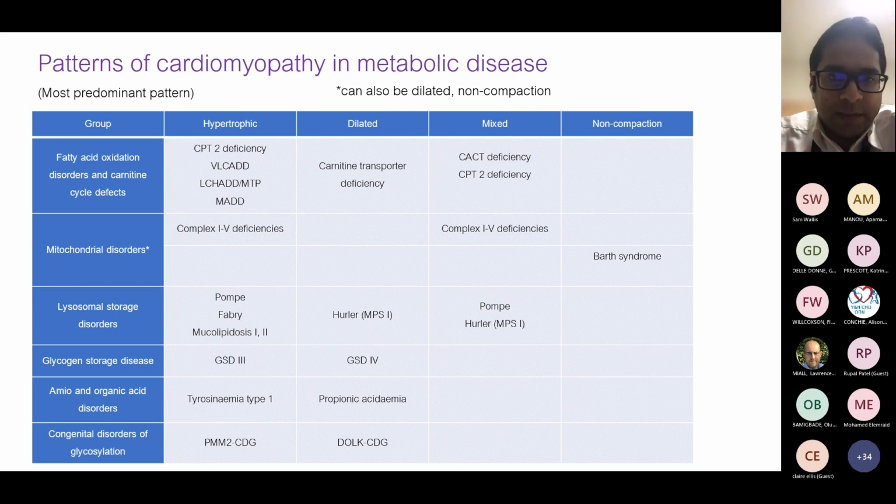So I've tried to divide up, and this is again very simplistic. This is the most predominant pattern that's reported in the major groups of IMDs that we see. It's not to say that they couldn't have different appearances. They certainly could, but these are perhaps the most predominant patterns. So if we think about the big groups, fatty acid oxidation, generally speaking, is hypertrophic. Pompe may be hypertrophic or maybe mixed. And we can see different patterns in different GSDs or different disorders of glycosylation. But with the intoxication type disorders, and particularly with propionic acidemia, we tend to see a dilated picture.